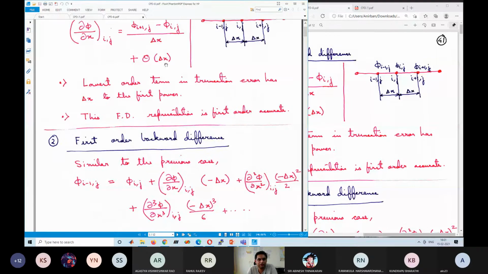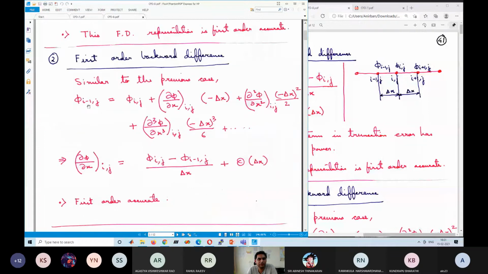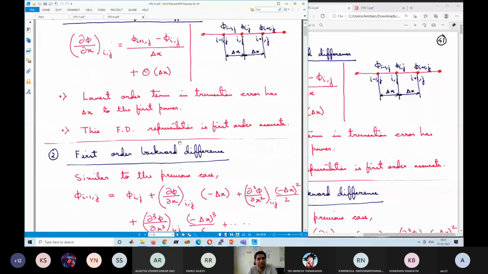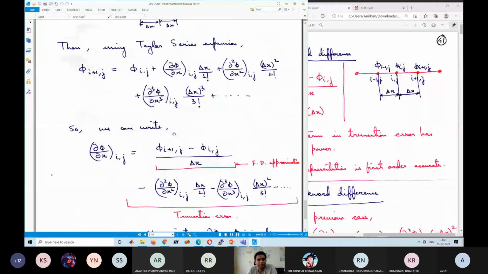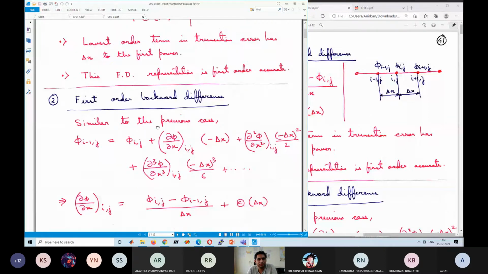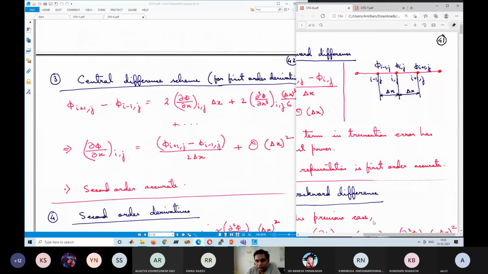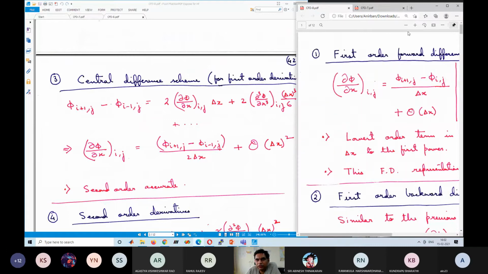Next, we can use these two equations that we have derived. One is this equation, and the other equation we derived on the previous page. From these two equations we can subtract one equation from the other, and what will be left is phi i plus 1, j minus phi i minus 1, j. Let me open these equations on this side.